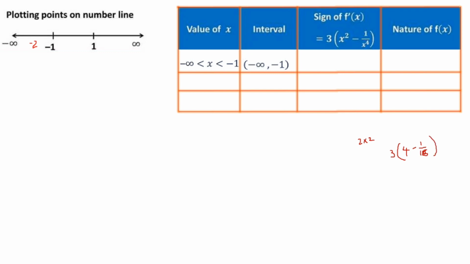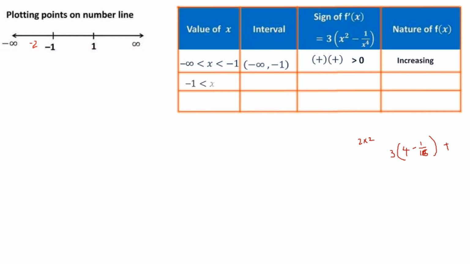So 3 into 4 minus 1 by 16. Here you can see 4 is a bigger quantity, minus 1 by 16 is a smaller quantity. So bigger minus smaller is positive. That means we can conclude that the entire term will be positive. So we can write positive into positive, that is greater than 0. Once f dash x is greater than 0, it is increasing.